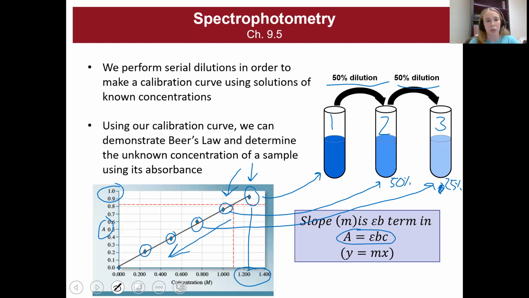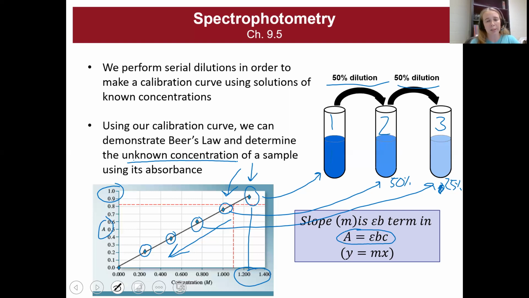And so from our calibration curve, we can demonstrate Beer's law. We can see how well our trend line fits this relationship. It should fit very well. It should be a direct relationship, so the linear trend line should work pretty well for us. And we can determine the unknown concentration of a sample using its absorbance.